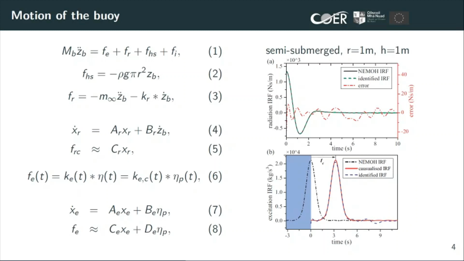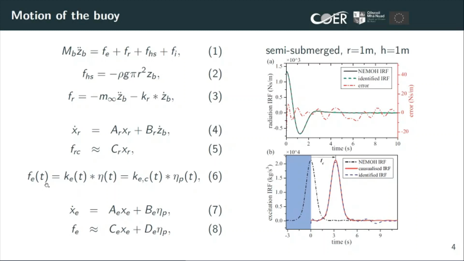The motion of the buoy is governed by the excitation force due to the incident waves, the radiation force due to the motion of the buoy, the hydrostatic force due to the mismatch between the gravity and the buoyancy, and the interaction force between the buoy and the inner mass. The radiation force can be written as the Cummins equation, and its convolution term can be approximated by a state space model. Here are some results of the radiation force approximation.